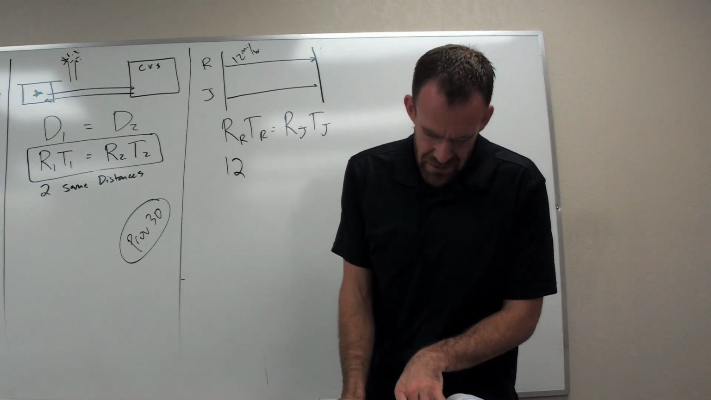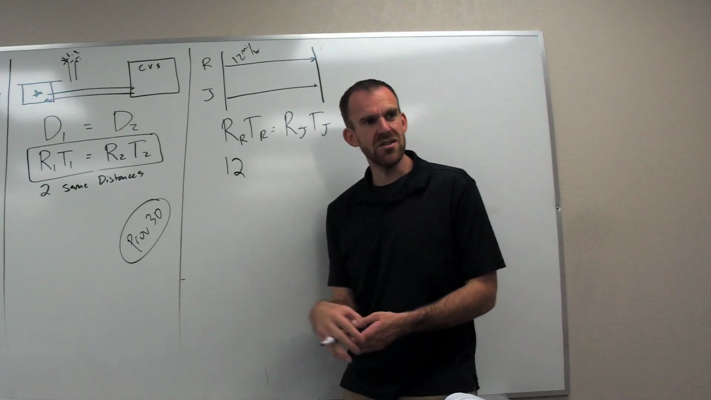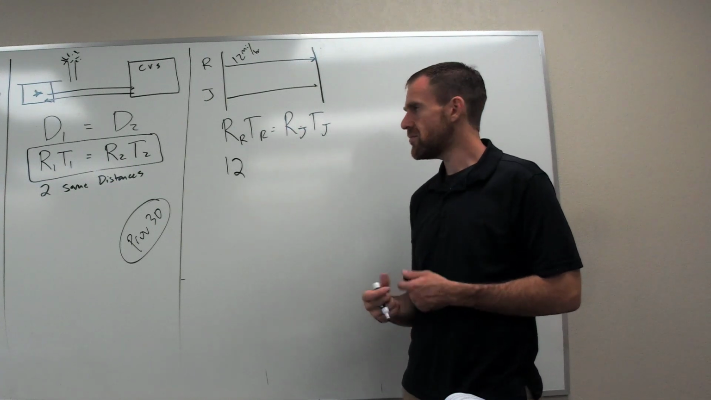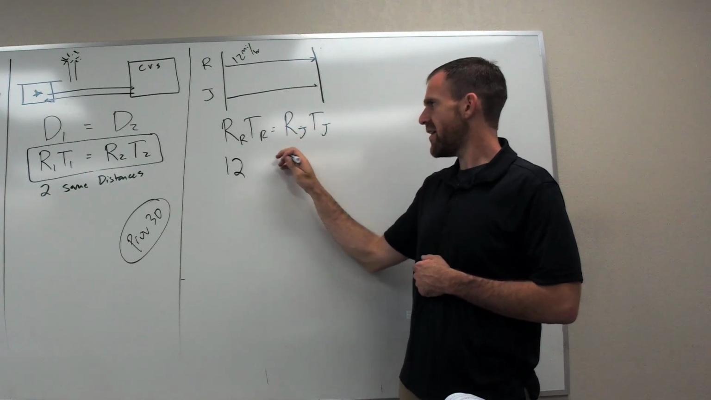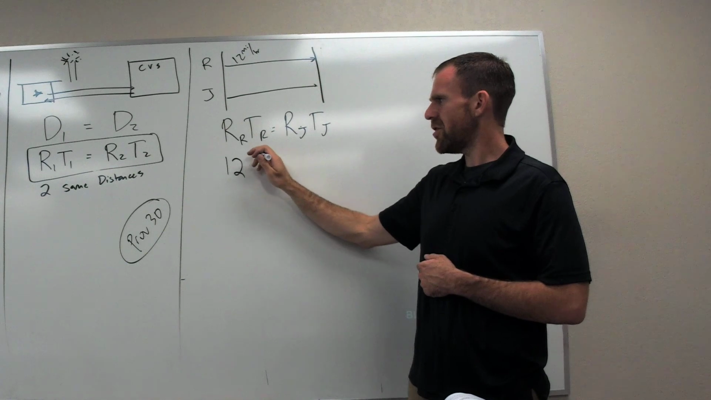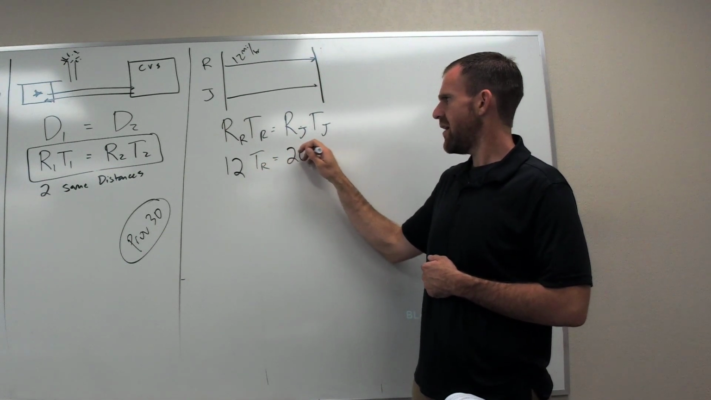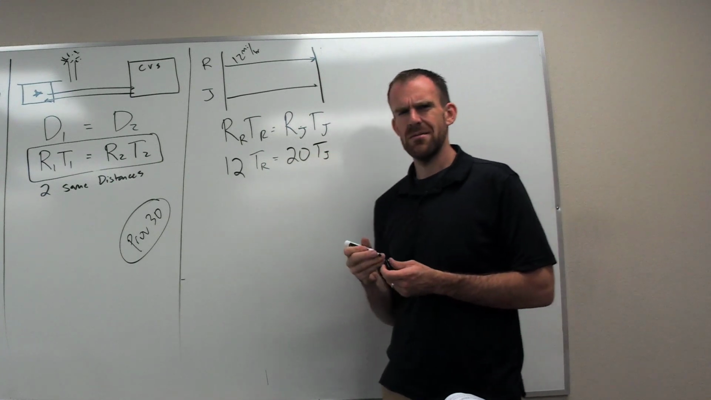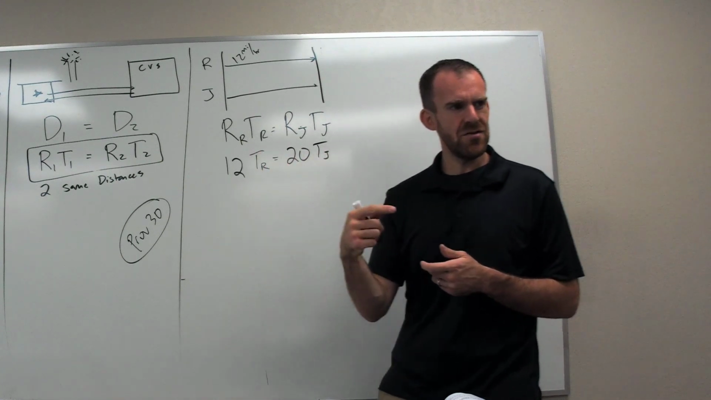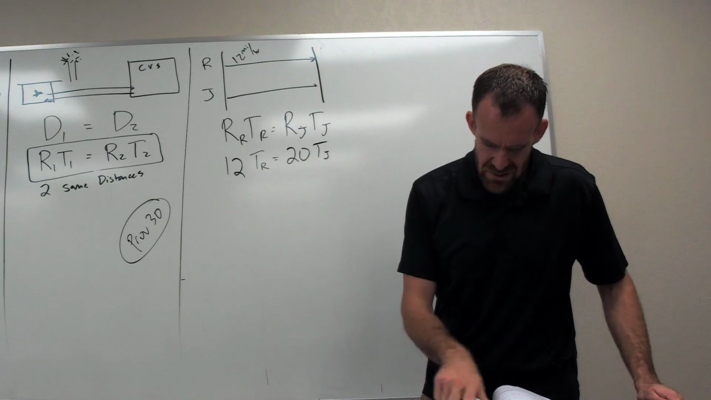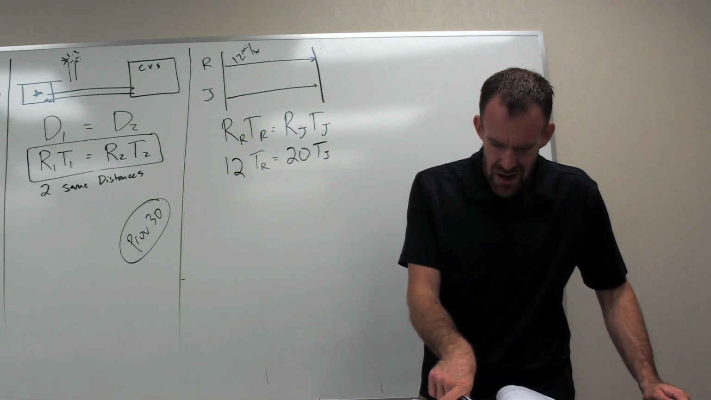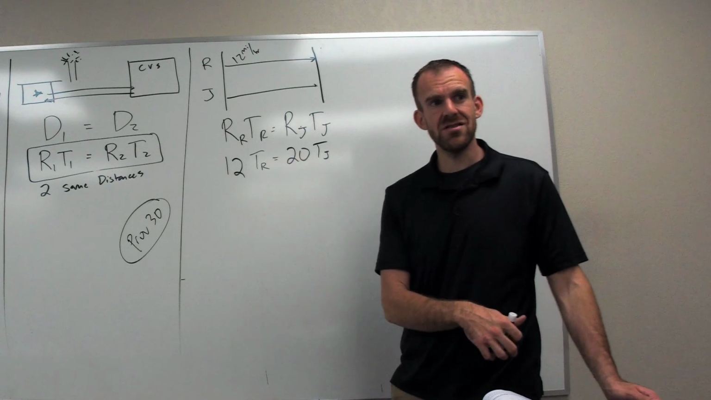They also tell me that Judy traveled at 20 miles per hour. Where does 20 go? RJ. You're going to line everything up vertically. So I don't know TR, so I'm going to put TR. RJ is 20. TJ is someone's name as well, but it means time of Judy. Okay? Now, let's see what else they tell us. Her time was 2 hours less than Roger's time.